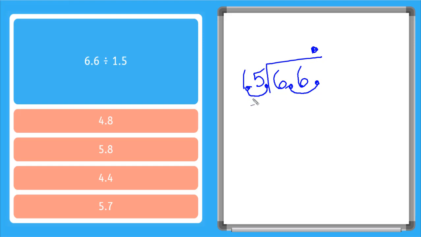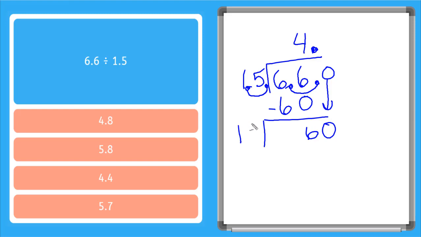So now I'm dividing 66 by 15. So how many times does 15 go into 66? Well, I know 15 goes into 60 four times. So I'm going to put a 4 up here. 4 times 15 is 60. I do my subtraction. I get a 6 down here. I have a 0 there. I can bring that down.